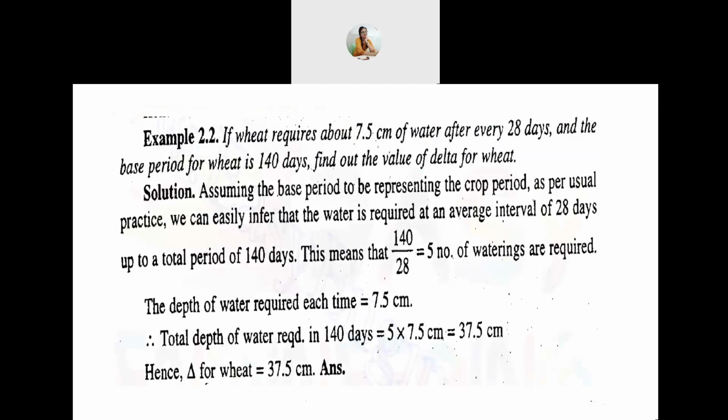Okay, so the next numerical is: if wheat requires about 7.5 cm of water after every 28 days and the base period for wheat is 140 days, we have to find out the value of delta for wheat. We assume that the base period represents the crop period. So we can easily infer that water is required at an average interval of 28 days, which has been given, and the total period being 140 days, which has also been given.